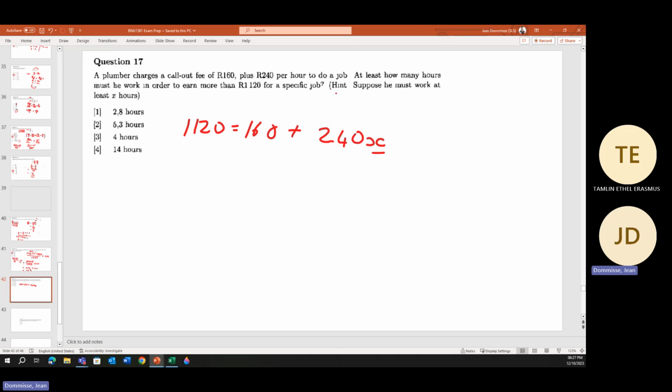Okay, so he gets paid 240 Rand per hour plus a call out fee of 160 Rand. What we will do then is to say, firstly, let's subtract that call out fee.